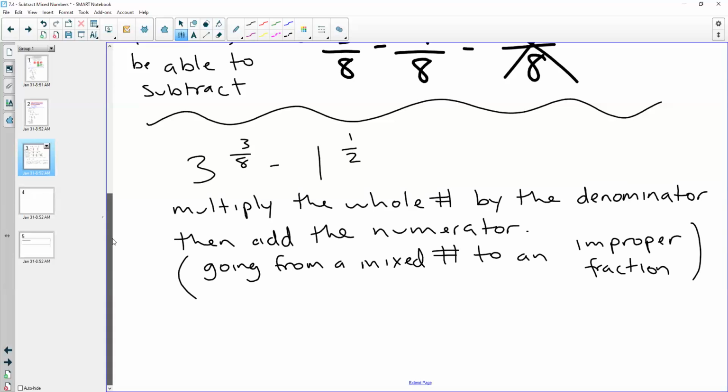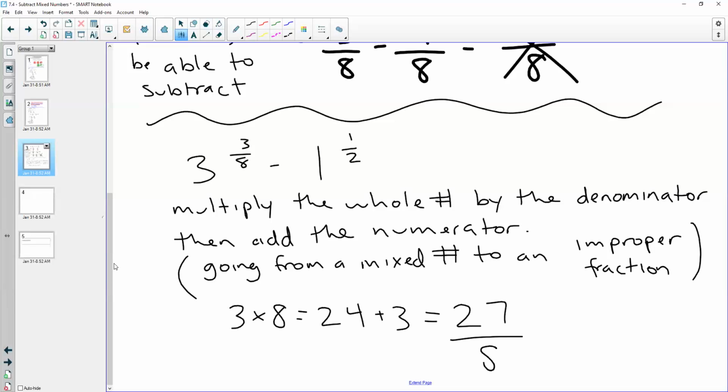Okay, so for 3 3/8, I'll multiply the whole number by the denominator. So 3 times 8 is equal to 24, plus the numerator, which is 3, which will give us 27 over 8. Okay, so 3 3/8 written as an improper fraction is 27 over 8.